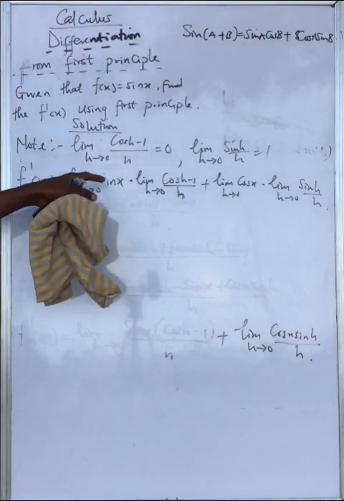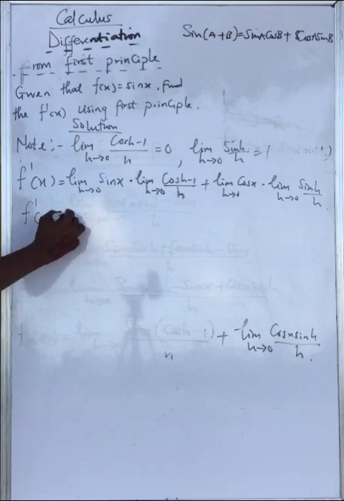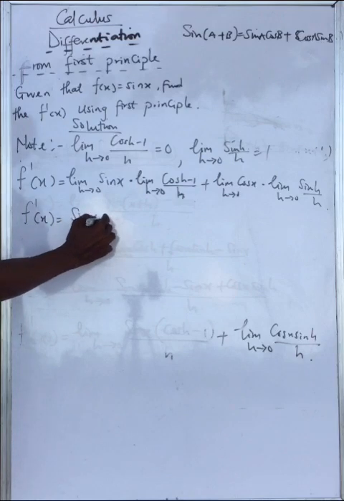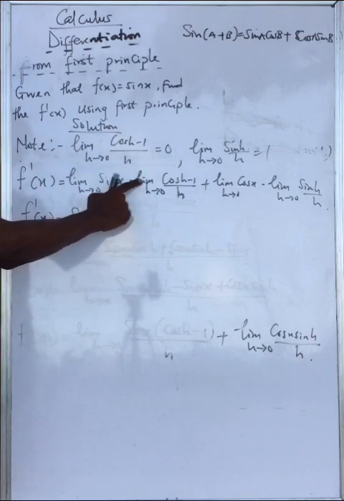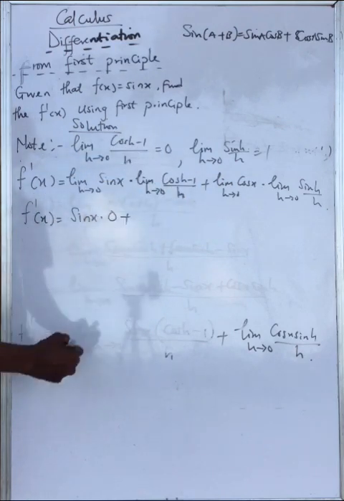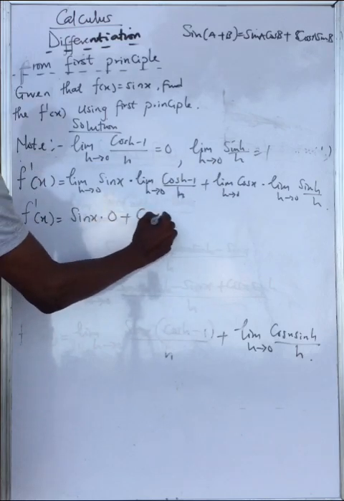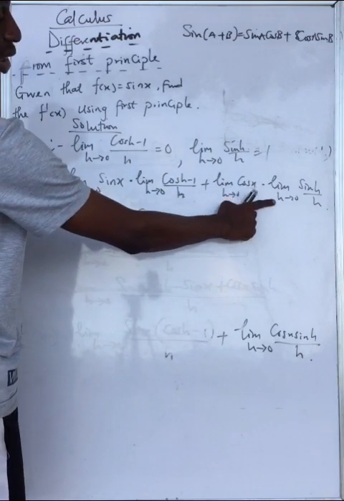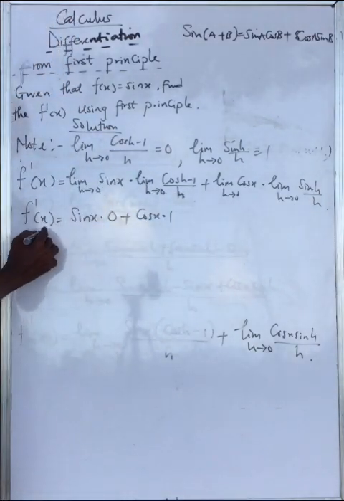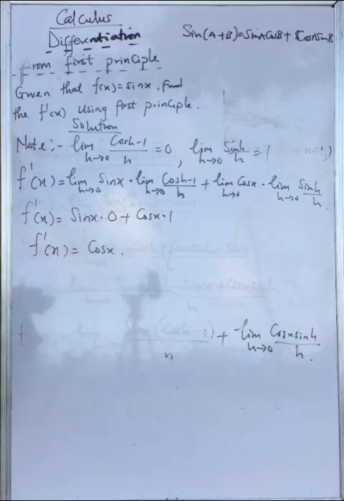So applying this, we have that f prime of x becomes the limit of h tends to 0 of sin x, which is sin x, times the limit of h tends to 0 of (cos h minus 1) over h, which is 0, plus the limit of h tends to 0 of cos x, which is cos x, times the limit of h tends to 0 of (sin h) over h, which is 1, don't forget. So f prime of x here is equal to cos x, and that's our required solution.